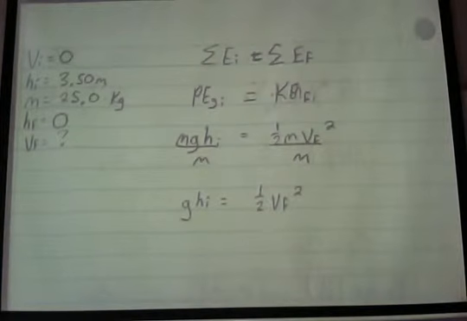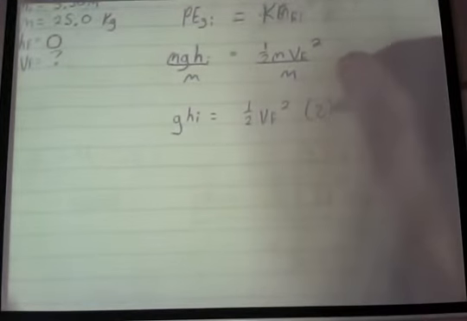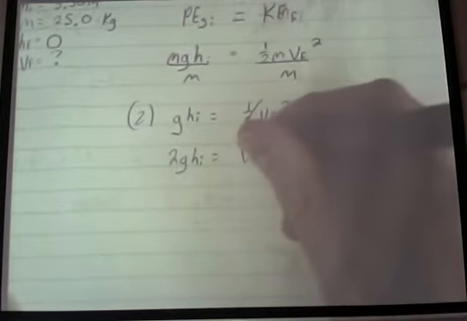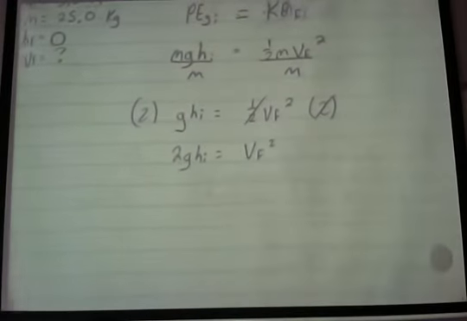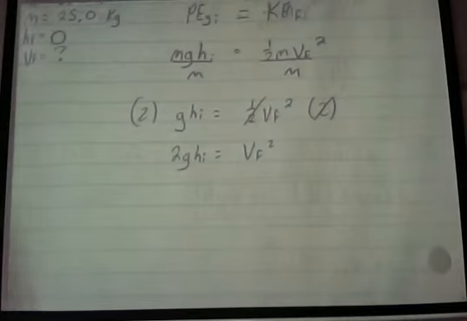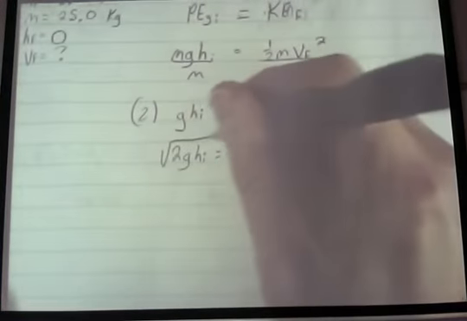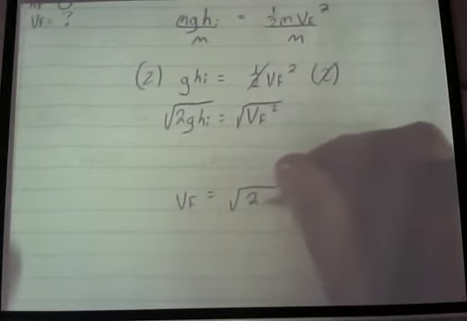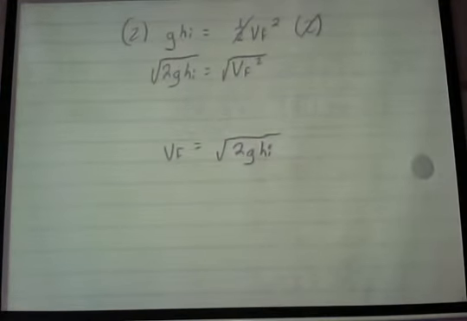I'm looking for v final in this problem, so I want to isolate that. Right now I have 1/2 times v final squared, so I'll go ahead and multiply both sides by 2 and get 2 g h initial is equal to v final squared. And to get v final just by itself, no square, we'll square root it. And we end up with v final is equal to the square root of 2 times gravity times initial height. An equation which doesn't have mass in it, which is maybe a little counterintuitive.